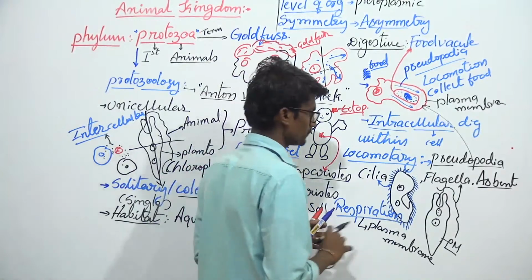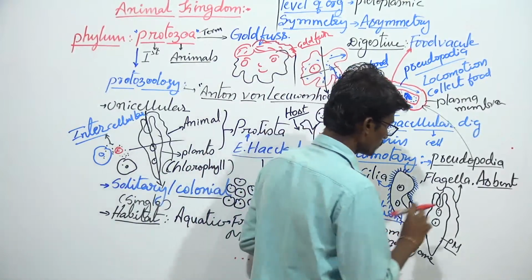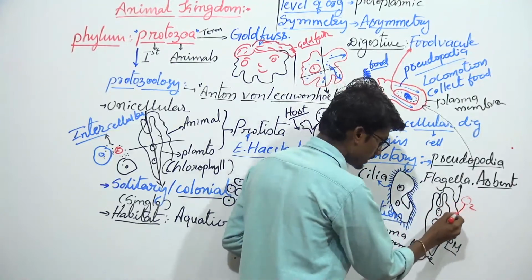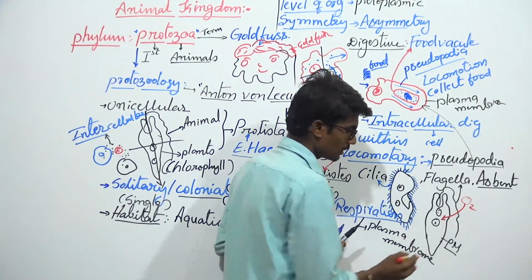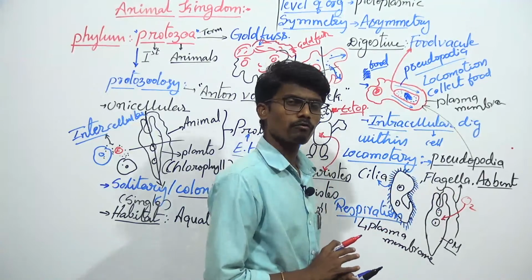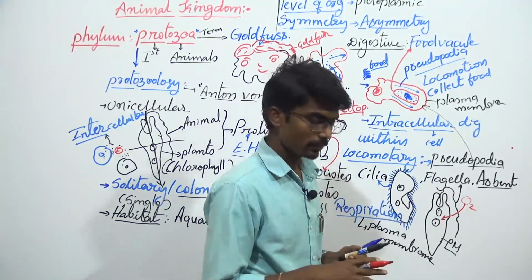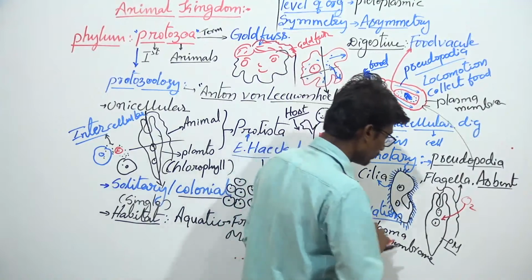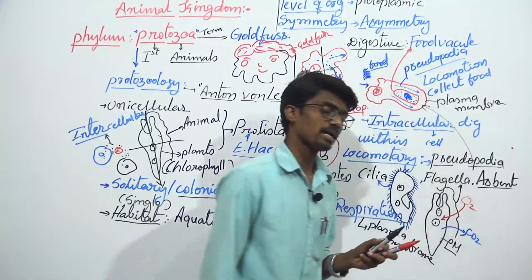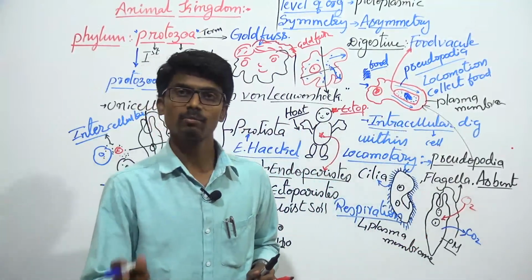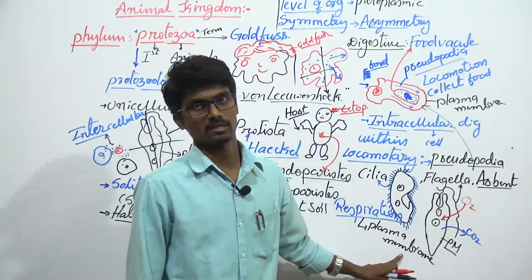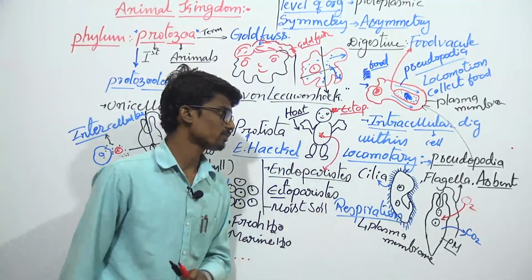For example, take this. This is the oxygen present in the environment. It enters into the Euglena through the plasma membrane. By using the oxygen, these organisms perform various metabolic activities, as a result of which they remove carbon dioxide. This removal of carbon dioxide and intake of oxygen is mainly done by the plasma membrane through the diffusion process. And this is the way of respiration.